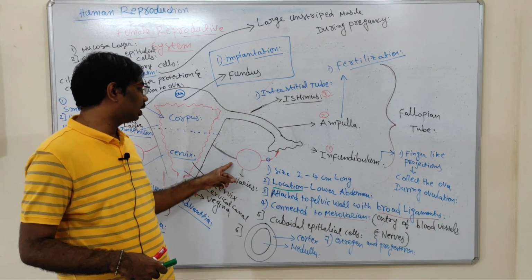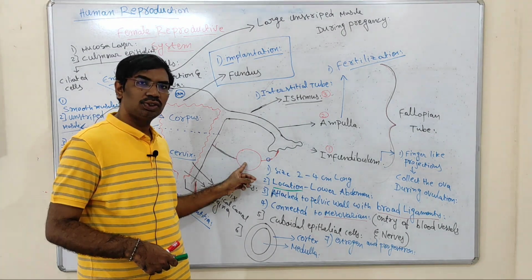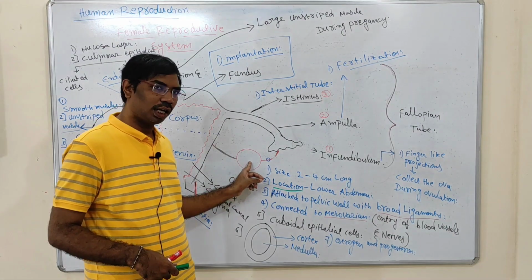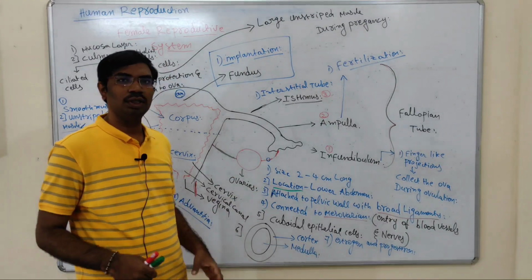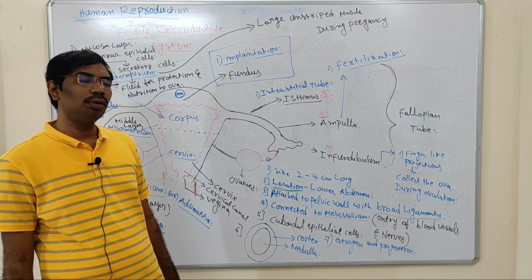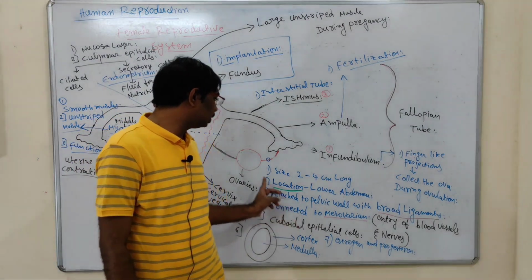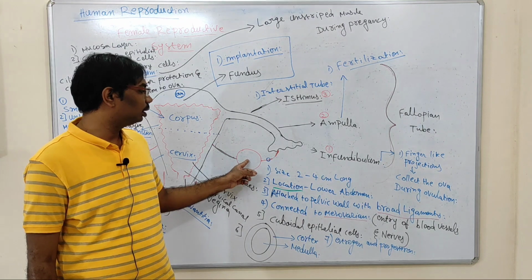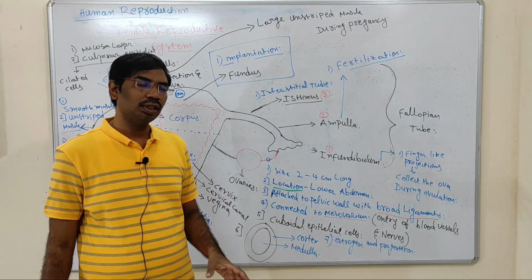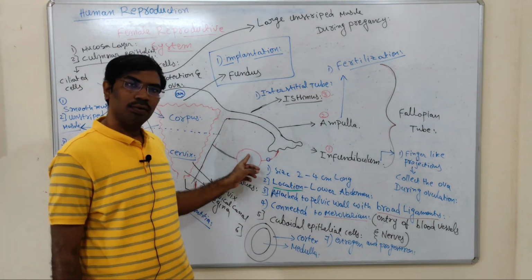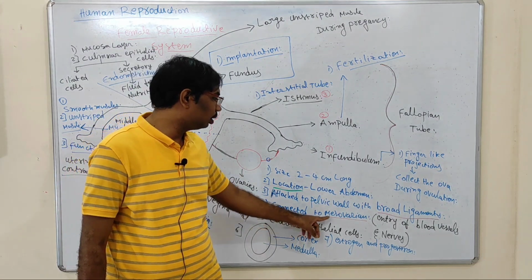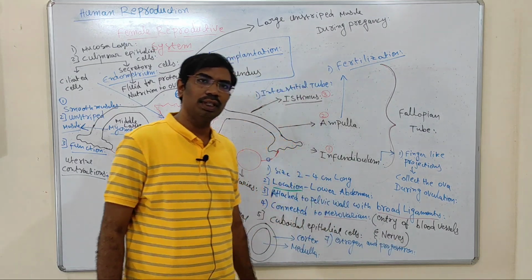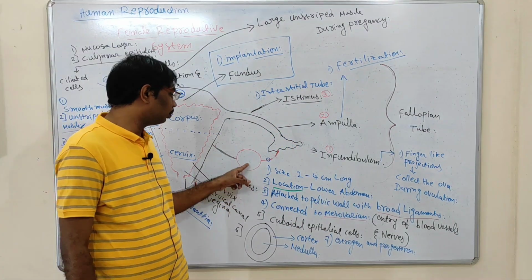The ovary is connected to the mesovarian. Mesovarian means the area from where the blood vessels and nerves enter into the ovaries. That particular area is called mesovarian. So the blood vessels and nerves enter the ovaries through the mesovarian.